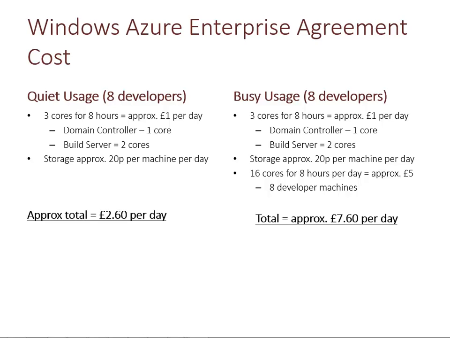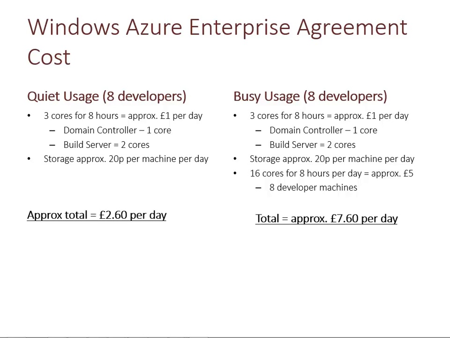So if we've got a lab which is undergoing quiet use, typically we'd have 3 cores running for 8 hours per day, which is going to cost us, based on the Windows Azure Enterprise Agreement price, about £1 per day. And that's 1 core for the domain controller and 2 for the build server. And the storage cost is going to be approximately 20p per machine per day. So for our 8 developer scenario, on a day where nothing's really happening, there's no developers really working on this lab, we're talking about £2.60 per day.